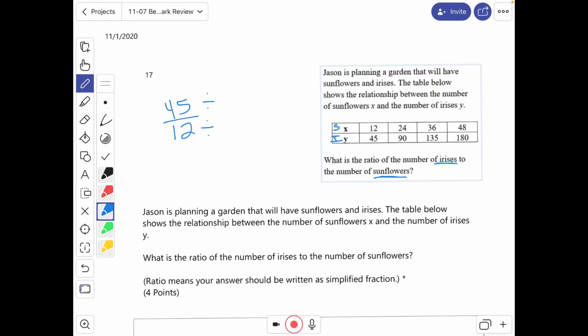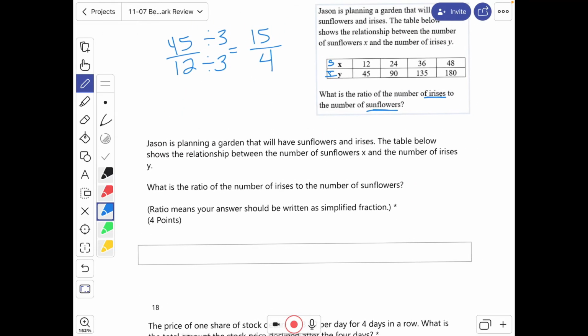What can we divide 45 and 12 by? Well, at least 3. 45 divided by 3 makes 15, and 12 divided by 3 makes 4. It said ratio, so we want it to stay as a fraction. So we're going to leave it as 15 to 4.